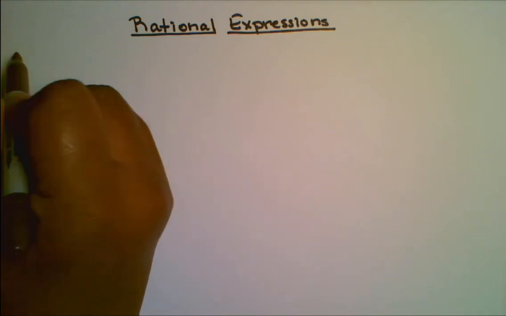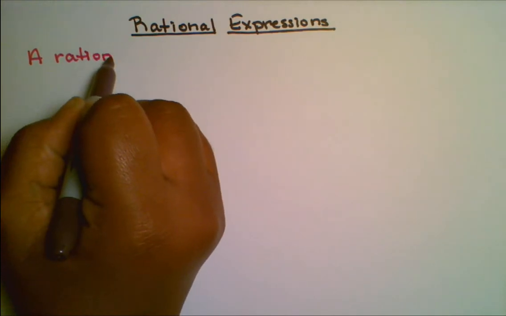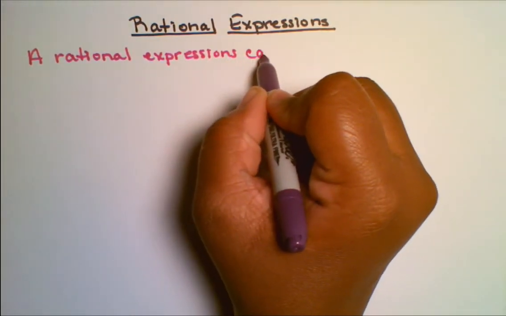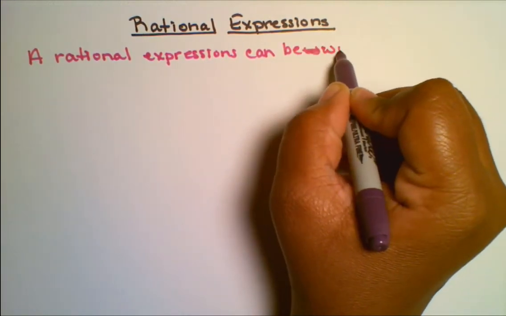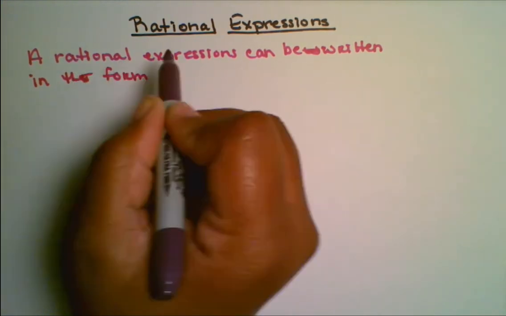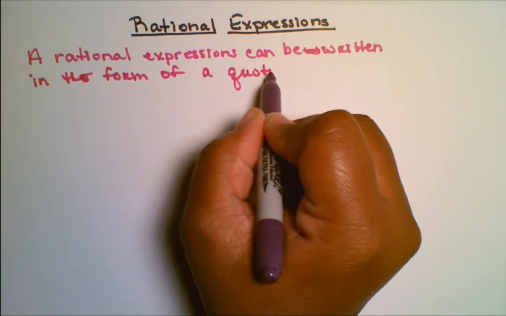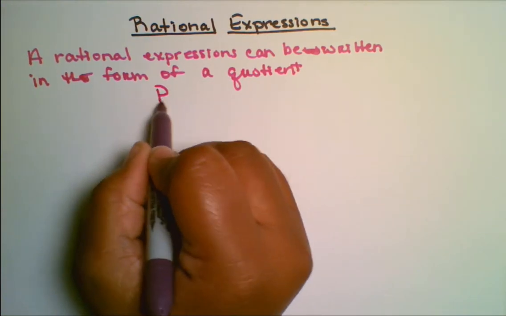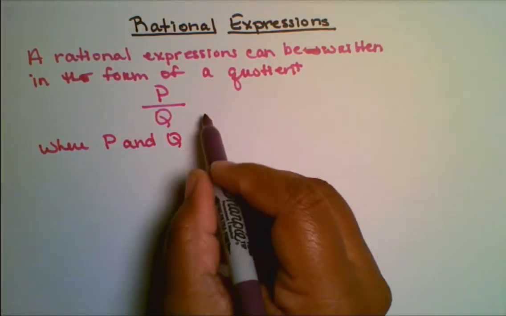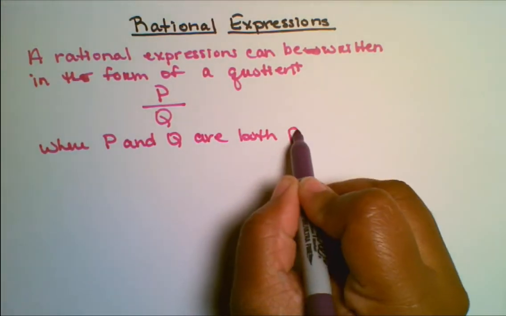All right, so in this lesson, we're going to look at how to simplify a rational expression. But first, let's look at what a rational expression is. A rational expression can be written in the form of a quotient. So we would say P over Q as a fraction, where P and Q are both polynomials.